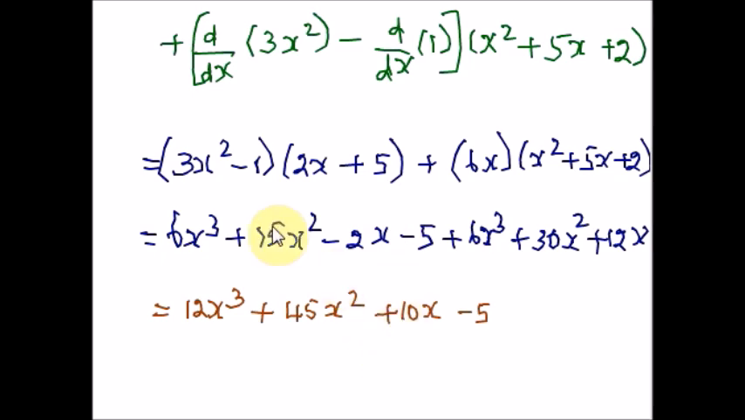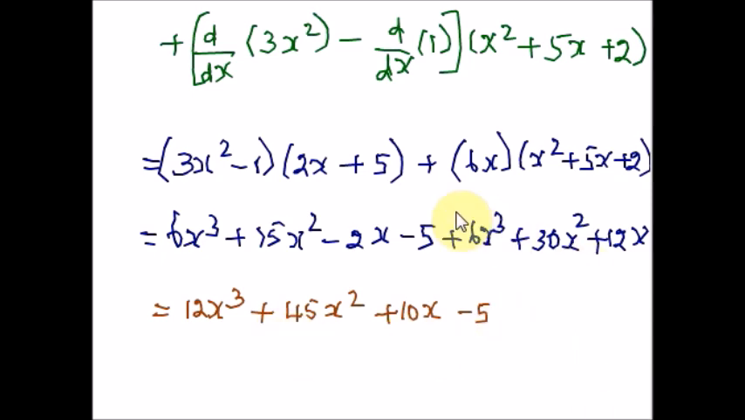Whenever you're writing answers like this, you have to maintain some order. You have to start from the variable with the highest exponent and then the next: x³, x², x, and finally a constant. So this is the order to write in your final exam. Hope you're clear with this example.